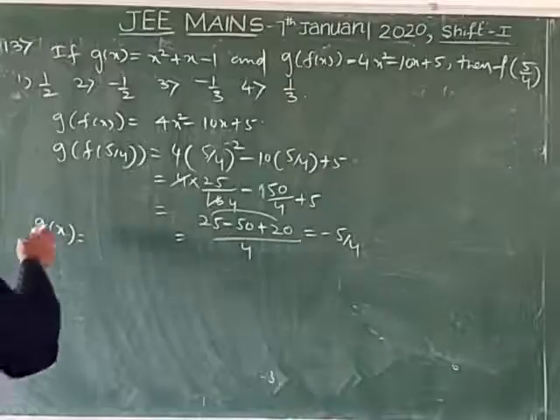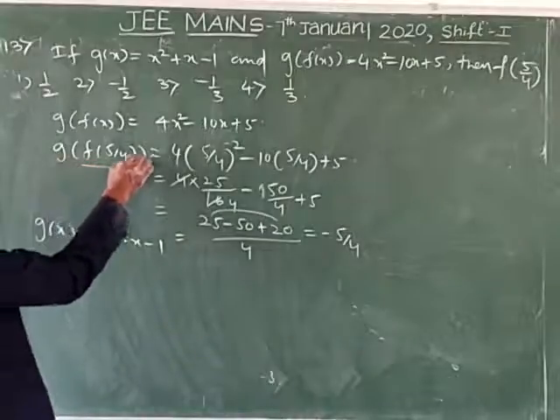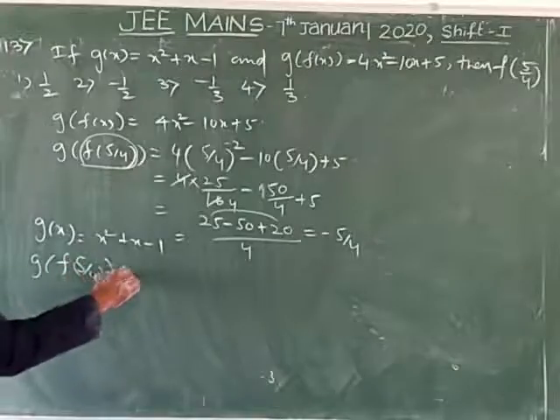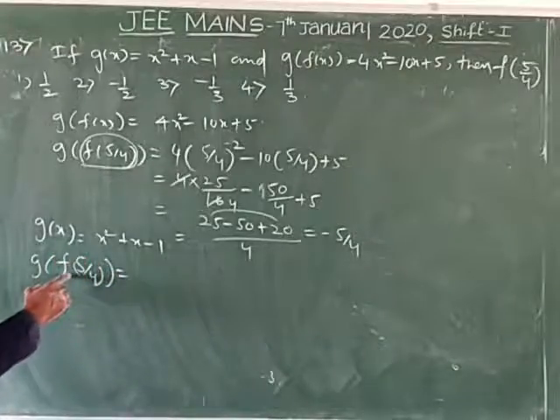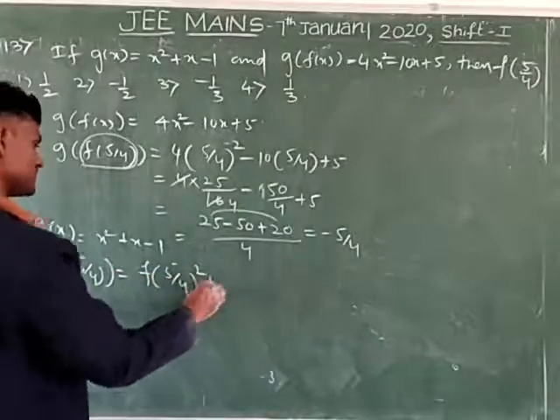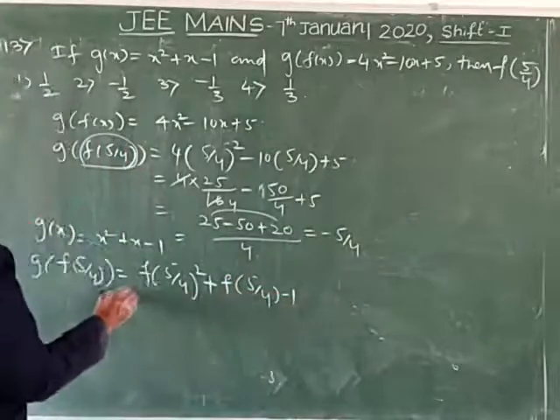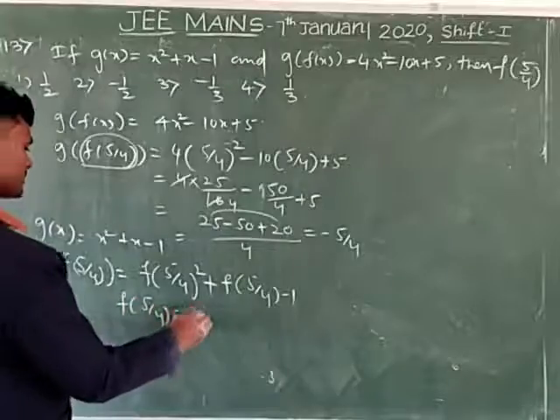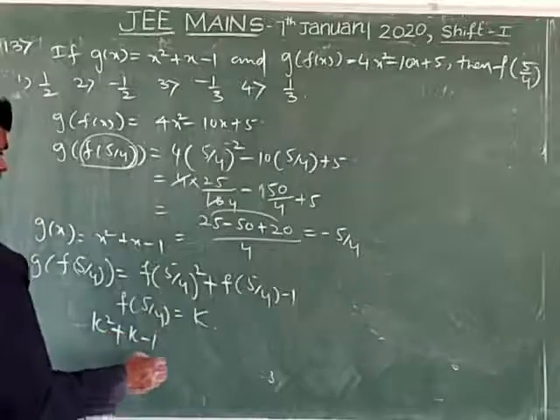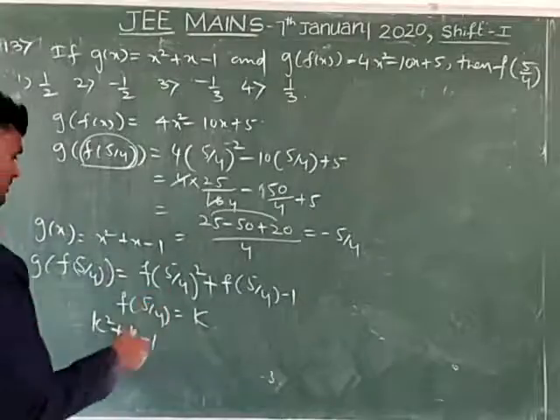See here, g(x) is equal to x square plus x minus 1. Here we have to take this as x. Now g(f(5/4)): instead of x you have to substitute f(5/4). So f(5/4) whole square plus f(5/4) minus 1. Now you have to take f(5/4) as some k. Then k square plus k minus 1. This value we know already: g(f(5/4)) is equal to minus 5/4.